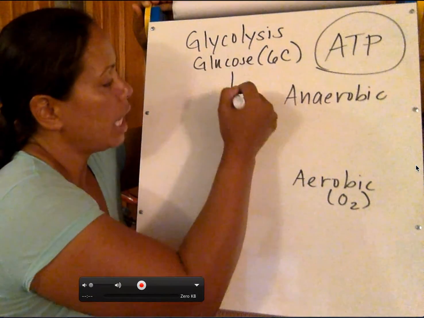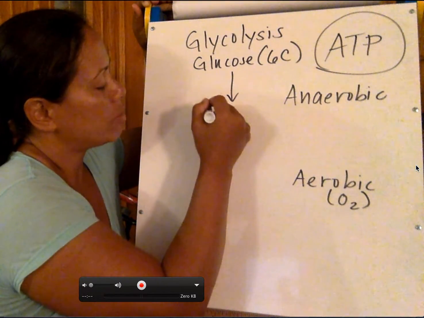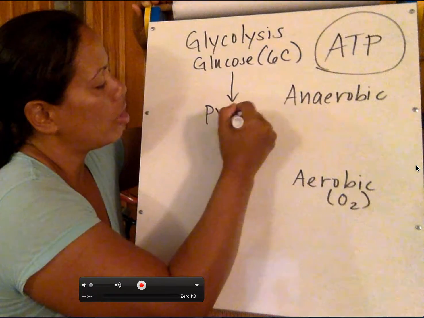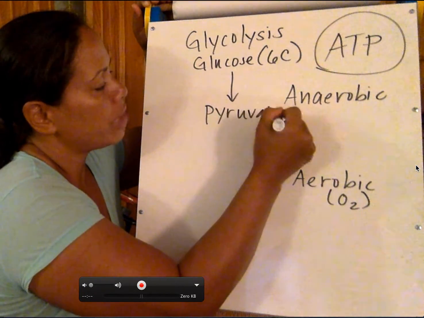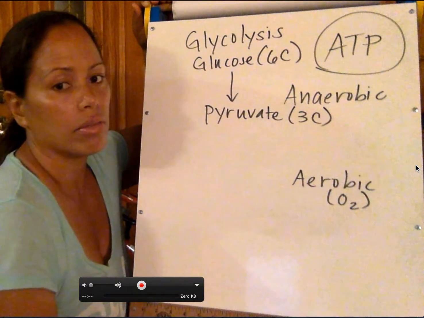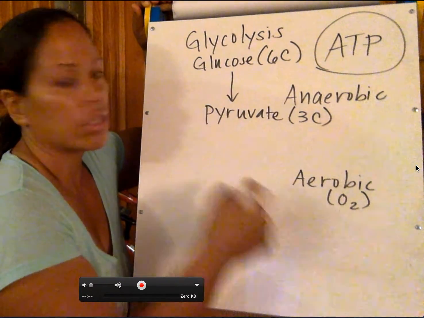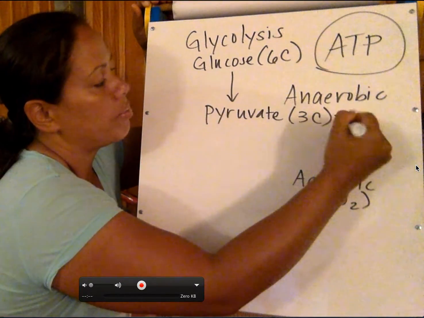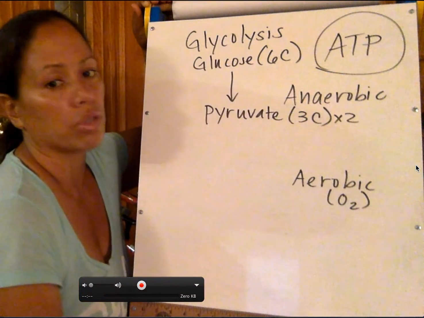It is broken in half and split in two, and its final product at the end of glycolysis is what we call pyruvate. Pyruvate, pyruvic acid, and this is a 3-carbon chain. But look, 6 versus 3. So there are actually 2 pyruvate molecules that pass through because it's split from glucose.